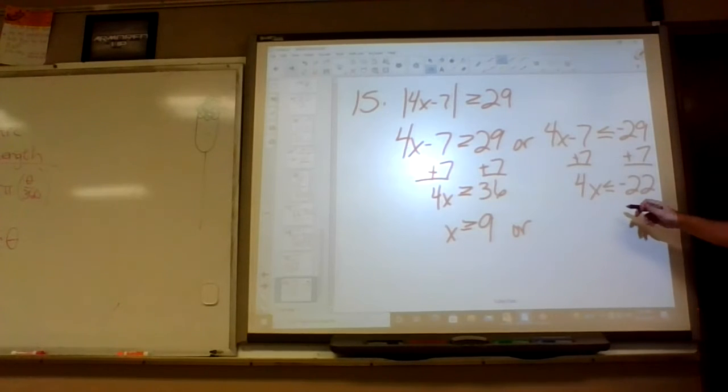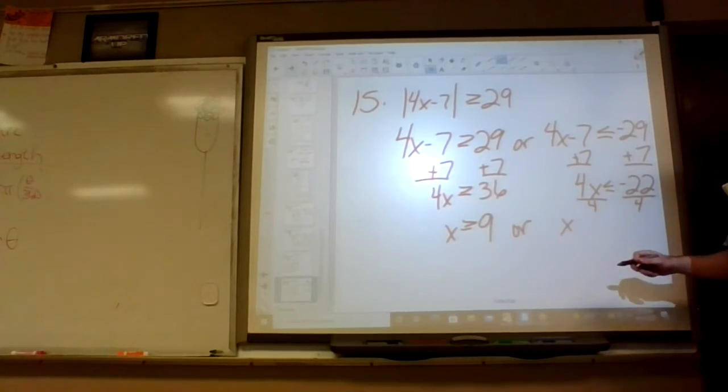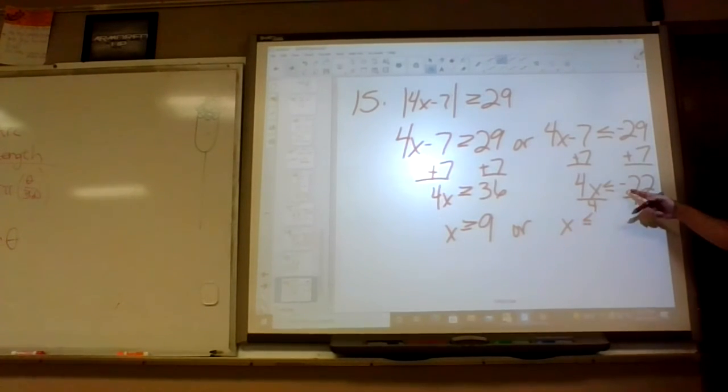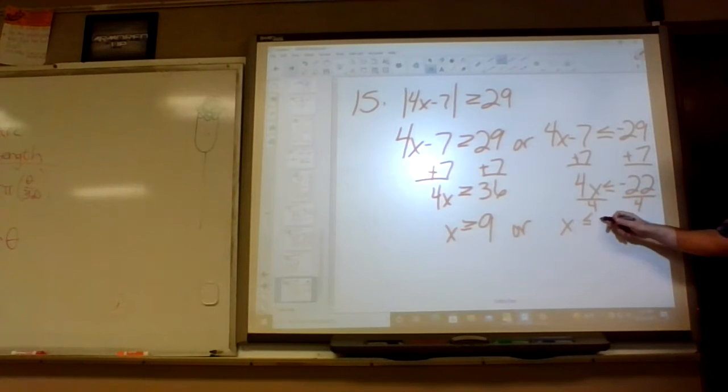Okay, here's another tricky question. What's negative 22 divided by 4? Negative 11 over 2. Okay, yeah. Negative 11 over 2.